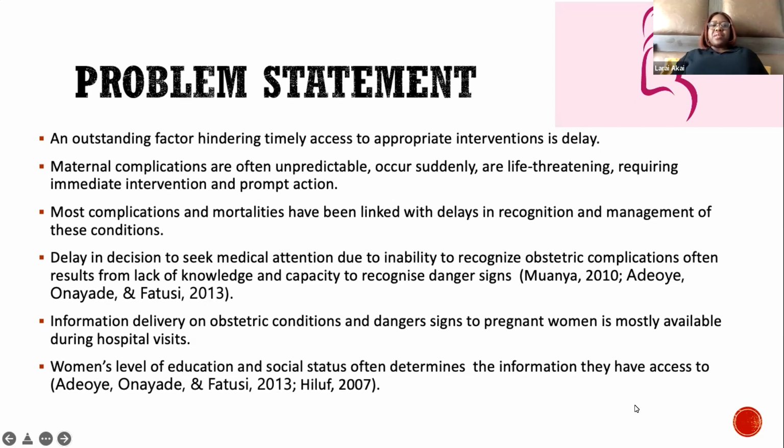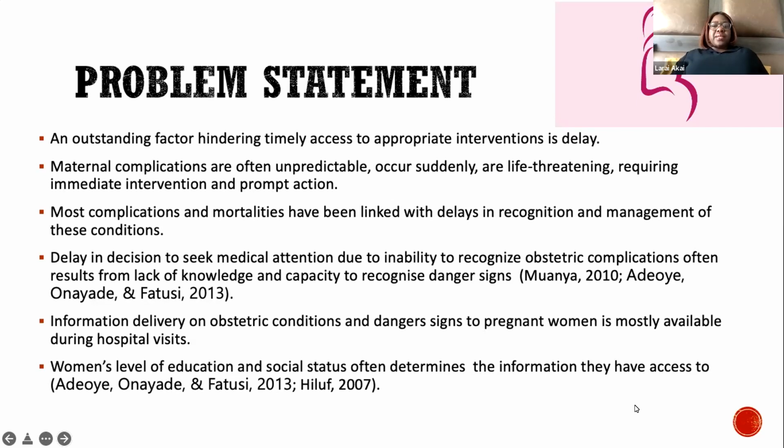And we see that maternal complications are often unpredictable. They often occur suddenly, they are often life-threatening, and they often require immediate intervention and prompt action. And in most cases, you'd find that the delays are what contribute to increasing morbidity, through lack of prompt access to care, and this usually contributes to the problem of maternal morbidity and mortality.